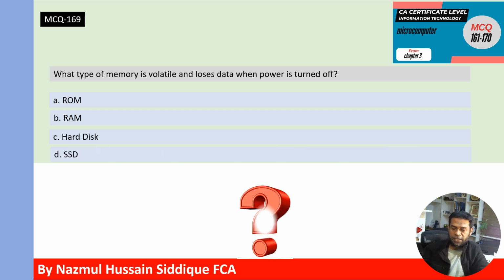Which one is the correct answer? We have to find out the volatile memory, which loses data when power is turned off, among the options. The correct option is RAM. Random access memory is the volatile memory, which loses data when power is turned off.